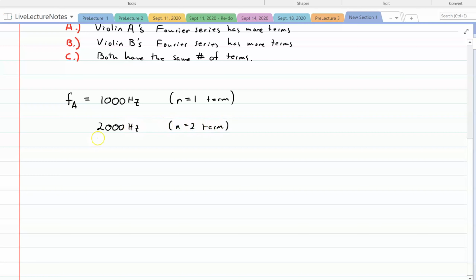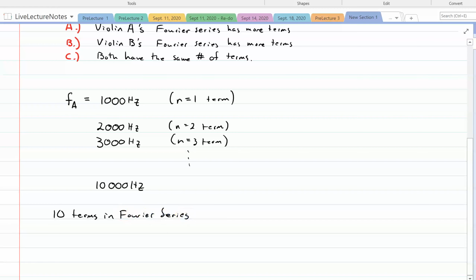And then 3000 hertz is the n equals 3 term. And so on, right? So violin A will have 10 terms in the Fourier series: 1000, 2000, 3000, all the way up to 10,000. So there will be 10 terms in the Fourier series of violin A up to 10,000 hertz.